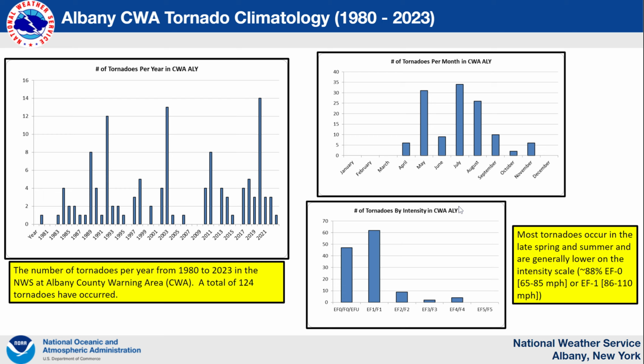If you look by intensity, most tornadoes in the National Weather Service at Albany forecast area occur in the late spring and summer and are generally on the lower end of the enhanced Fujita scale. They are typically EF0 with 65 to 85 mile per hour winds, or EF1 that's 86 to 110 mile per hour winds. 88% have occurred in this particular category of the enhanced Fujita scale.